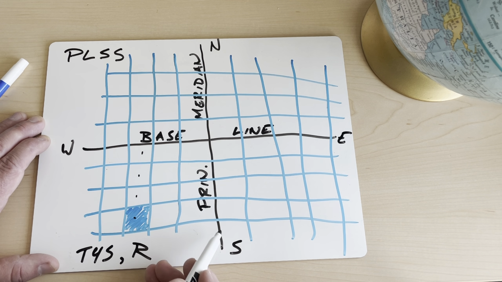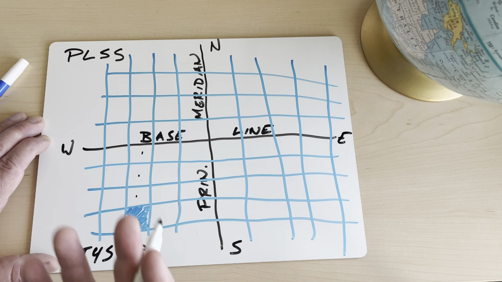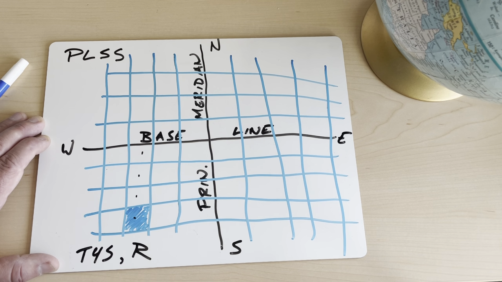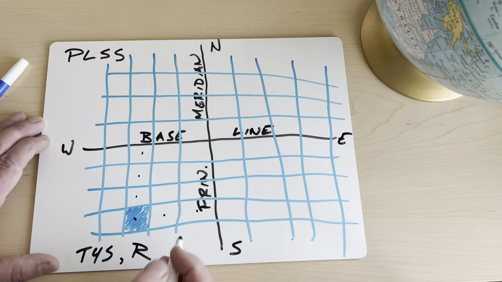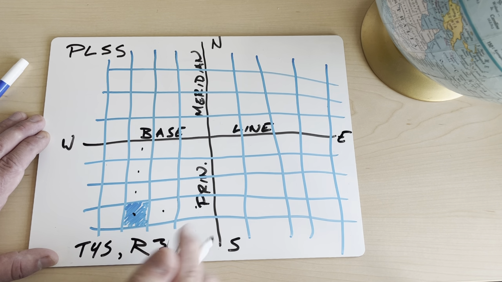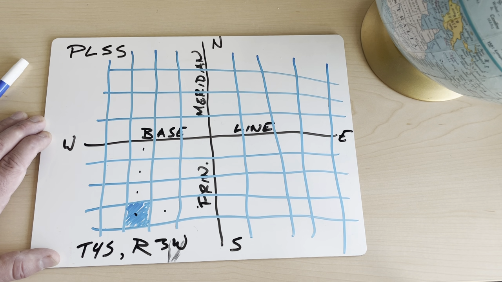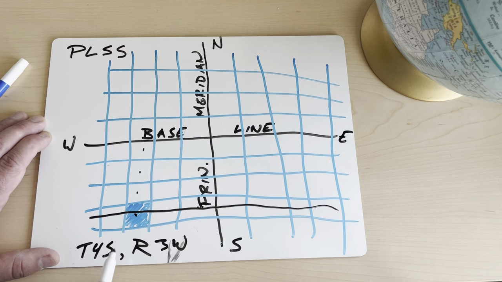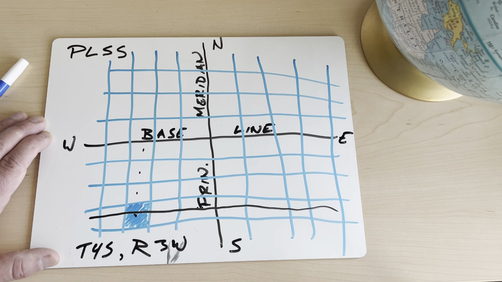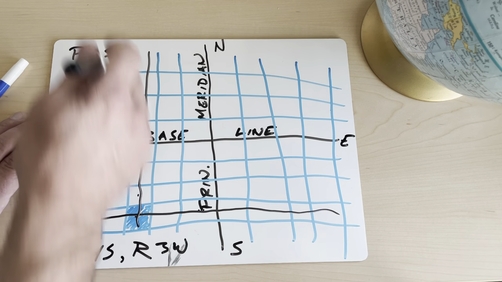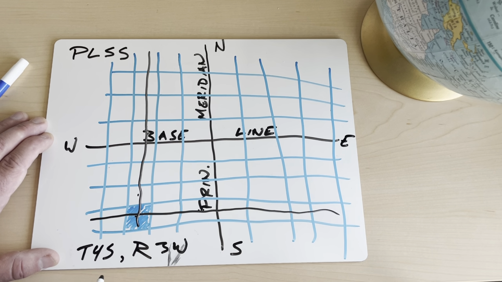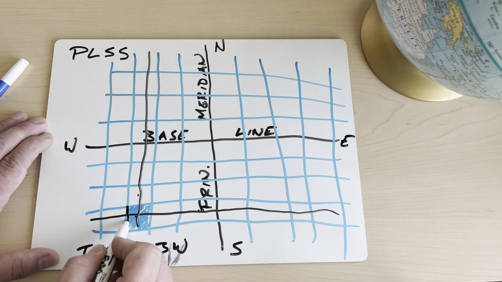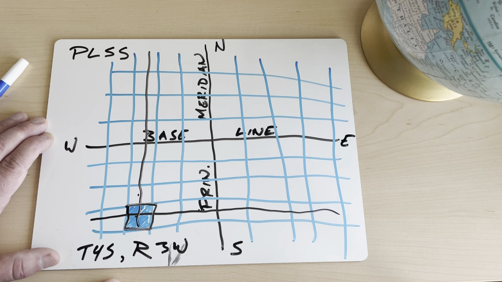Now we need our range value, and we use the principal meridian, so we locate that line, and now we're simply counting squares east or west of that principal meridian. So we're to the west, 1, 2, 3, so it'd be R3W for range 3 west. All right, so for the exact location, we need both of these things, right? Because honestly, this whole row right there is 4 south. So if I just said Township 4 South, it could be anything along here for miles and miles. Same thing with 3 west. This whole column is all R3W, right? But these two put together, it can only be this specific township. You dig? Does that make sense?